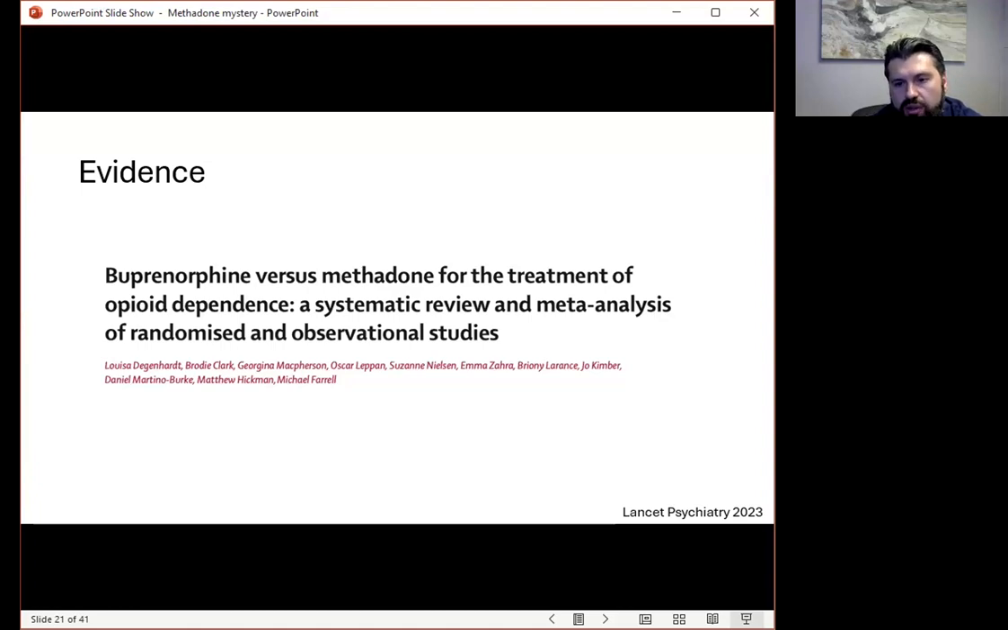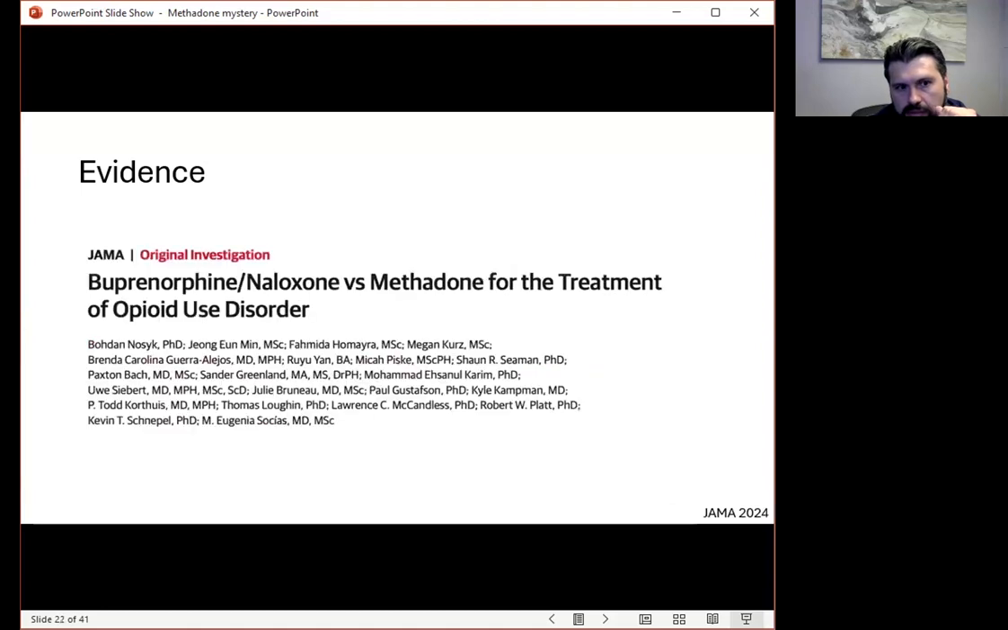Buprenorphine was associated with reduced cravings and anxiety as compared to methadone. But patients who are on methadone had fewer hospitalizations overall and lower alcohol use. So it's important to think about some of those things when it comes to picking the right medication for somebody. This was another study that just came out.